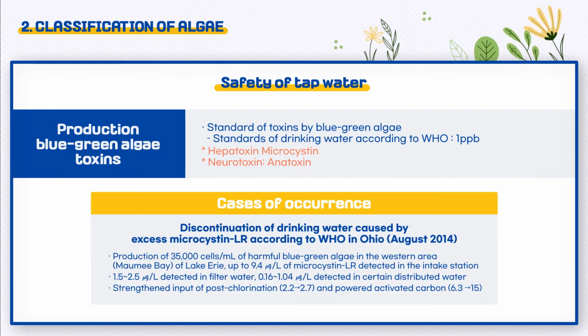As a representative case of the production of toxic substances by such blue-green algae, drinking water had been discontinued in Ohio State, USA, in 2014, when the concentration of microcystin LR exceeded the level recommended by WHO in Toledo.